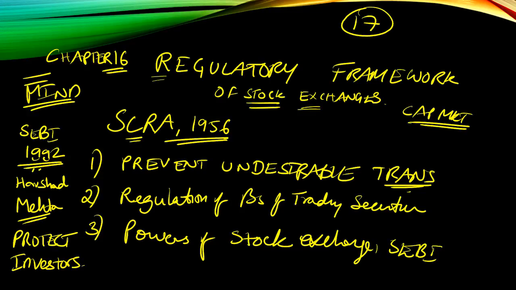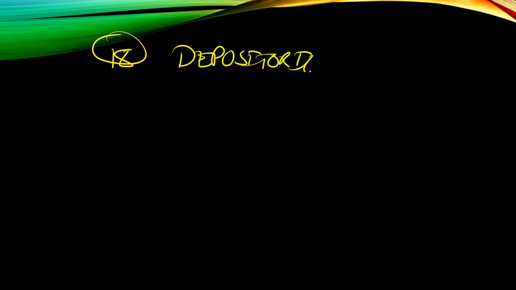What should be in your mind when you do chapter 18? So what is chapter 18? It is all about depositories, correct? So you know this very well already. What is a depository? It is basically the place where we keep all the shares in electronic form.